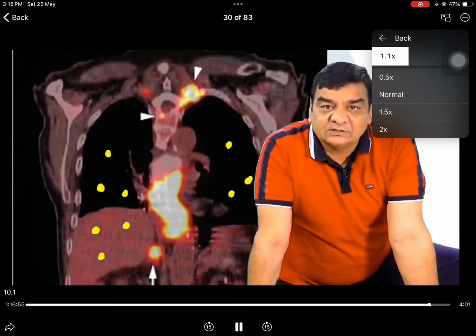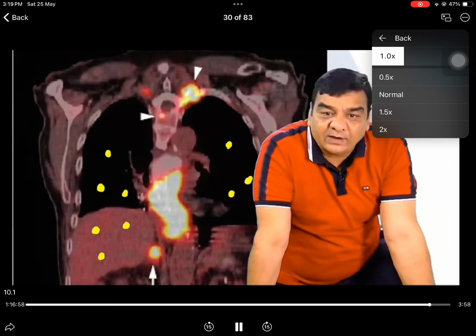Investigation of choice is PET scan. For all the cancers, the investigation of choice to see the distant metastasis would be a PET scan, right? Okay.